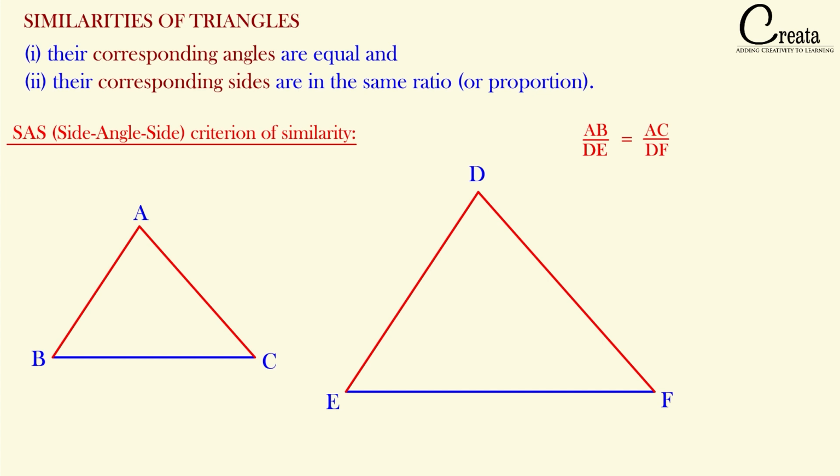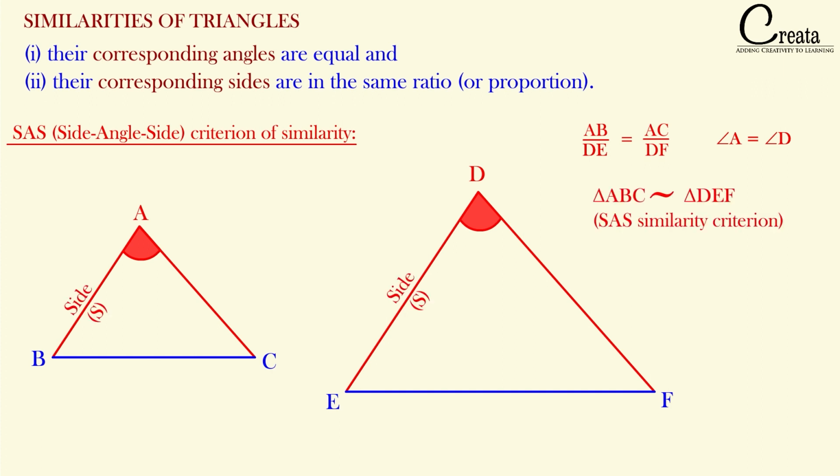Just the two corresponding side ratios are equal and the angle between those two corresponding sides are also equal. That is, angle A and angle D are equal. Then we can say the two triangles are similar to each other.